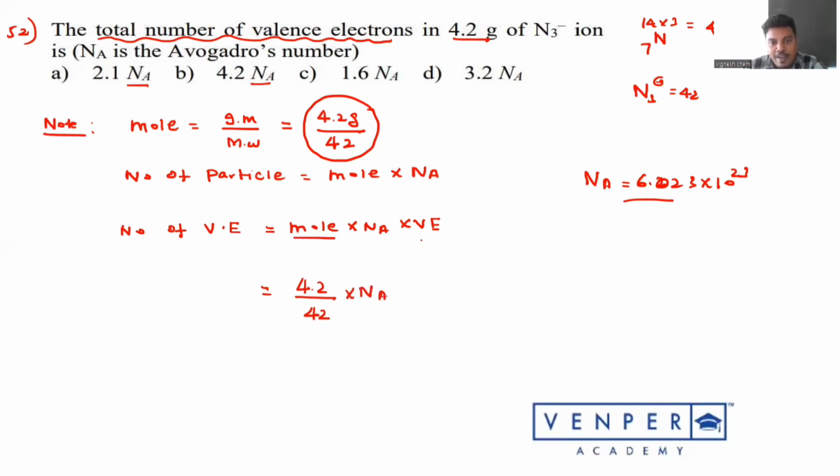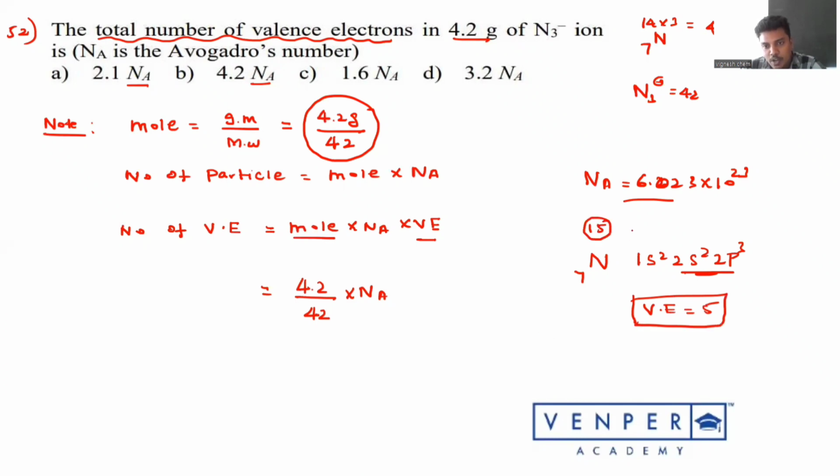Now, how to find the valence electron? We know nitrogen has atomic number 7, configuration 1s2 2s2 2p3, right? Therefore, valence electron is 5. See, there is a simple trick. Nitrogen belongs to group 15. Please note, this nitrogen belongs to p block element, right? It's a p block. Understand?